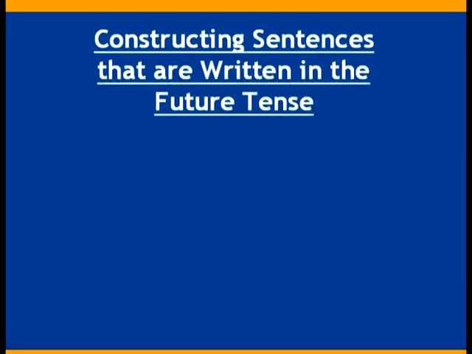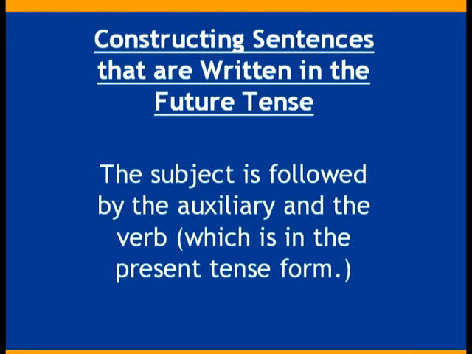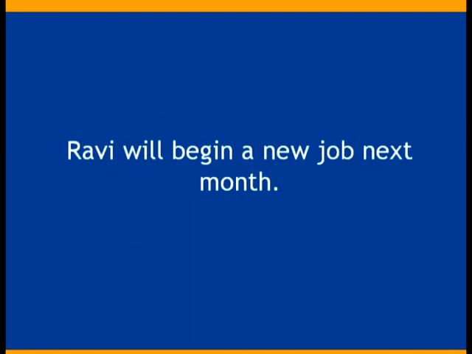Let us see how we will construct sentences that are written in the future tense. The subject is followed by the auxiliary and the verb, which is in the present tense form. Look at this example to understand this rule. Ravi will begin a new job next month.